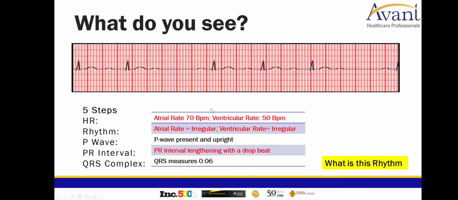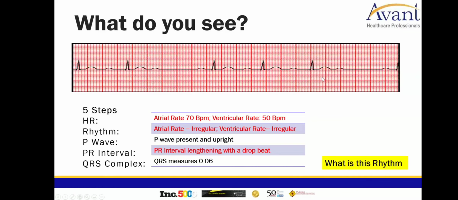So now we have a discrepancy between your atrial and ventricular rates. The atrial rates are irregular. If you look at the spacing between P's, this space is much longer than this one. So we have an irregular atrial rate as well as an irregular ventricular rate. Now the P waves are upright and round, but the PR interval is very interesting.